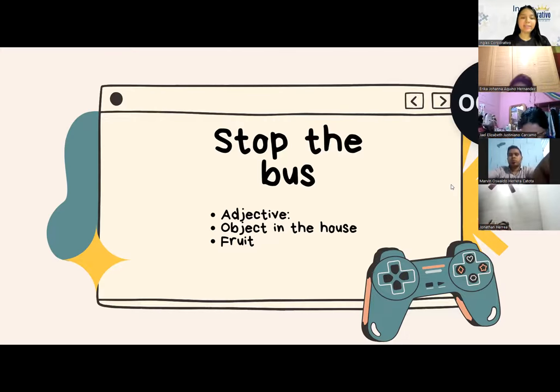Okay, nobody, nadie. Okay, so let's see. Stop the bus. Very good. Excellent. Adjective: mad. Yes, Jael. Object in the house: machine. Okay. And fruit: melon. Very good. Yes, Jael, 1 point for you.